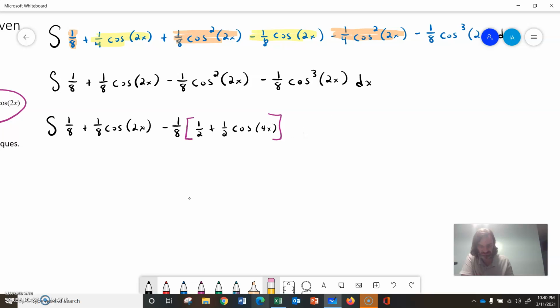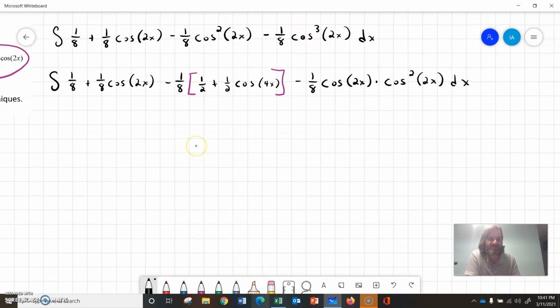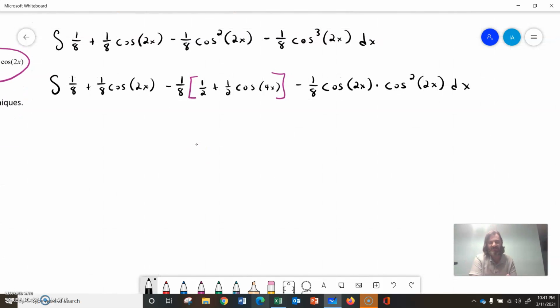Okay, caught up. So that's going to go back to minus 1/8. We're going to separate one cosine, so it'll be cosine of 2x, times cosine squared of 2x, all of this dx. Now some of this we can integrate, but I'm just going to save it all till the end just so we don't have some parts integrated and some parts not.